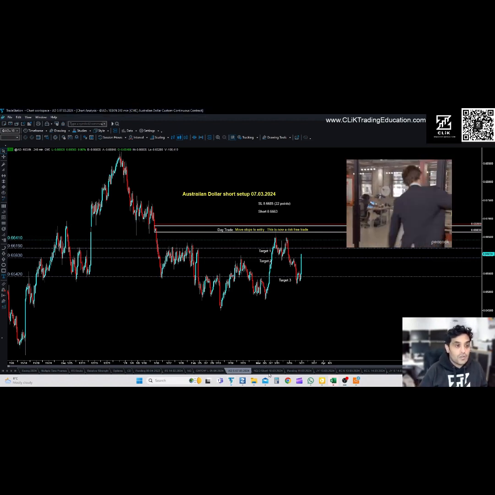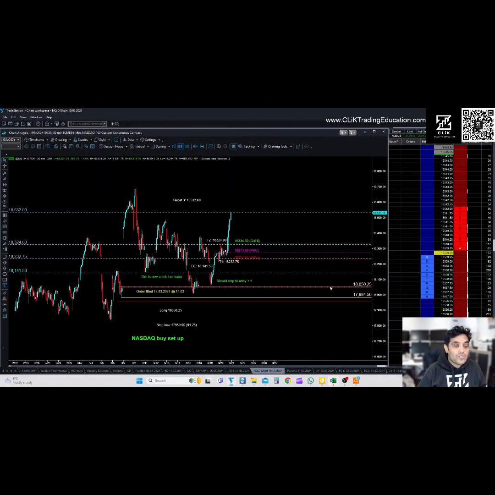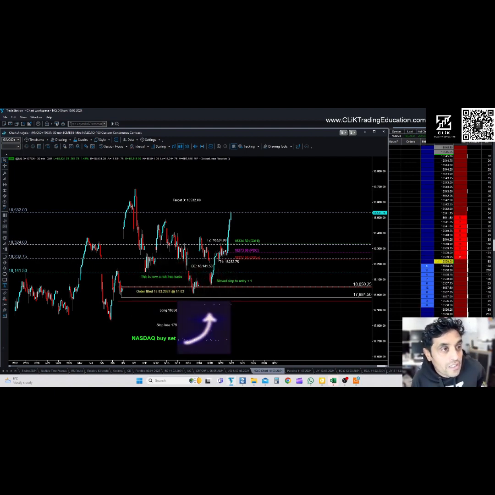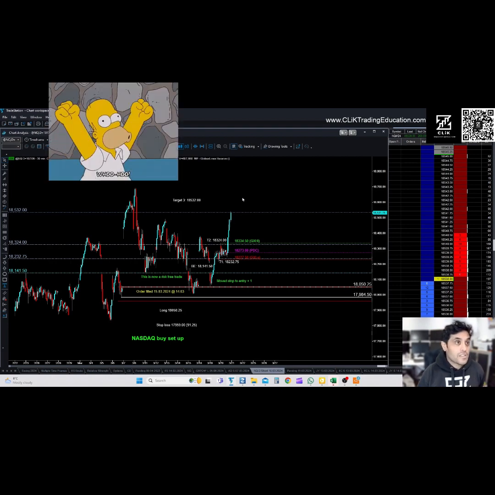Okay, so let's have a look here. That was a NASDAQ. You can see here our entry was at 18050.25. Stop loss was here at 17959. You can see what it's done. It came in and then eventually it's gone and hit all 3 targets.